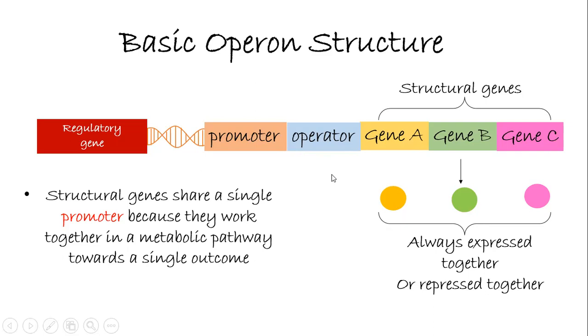all the structural genes. For all of the structural genes in an operon, a single promoter is there, as they are all involved in a single metabolic process. This type of organization helps the system to be more energetically efficient. All the structural genes are either expressed together or repressed together.